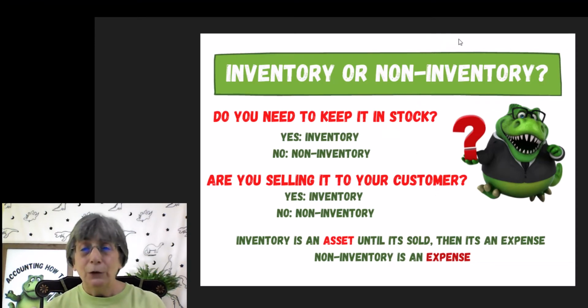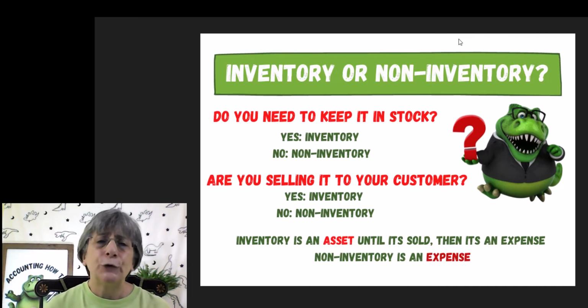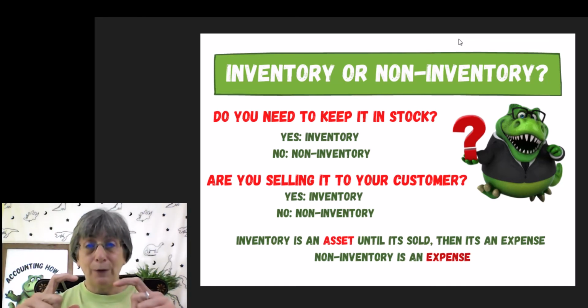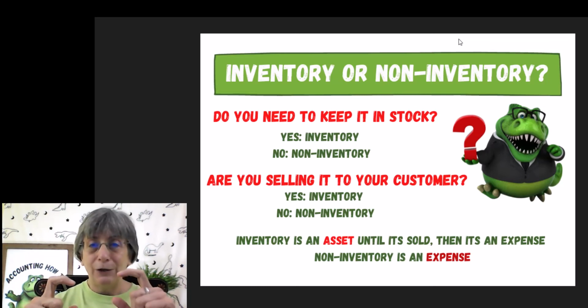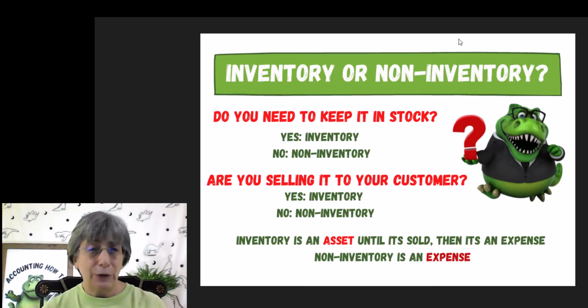Okay, so this is a graphic we came up with to kind of help you make that decision, whether it's an inventory item or a non-inventory item. So ask yourself these questions. Do you need to keep it in stock? Do you need it to appear up on that yellow warning, you need to order more, or red, you're out? Do you need to keep track of whether that is in stock or not?